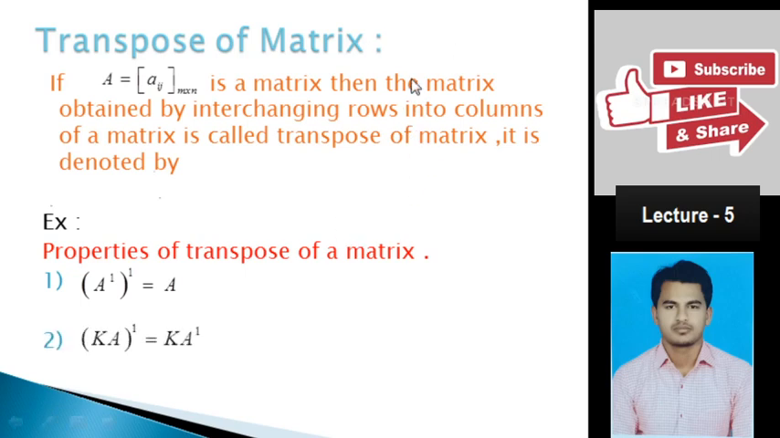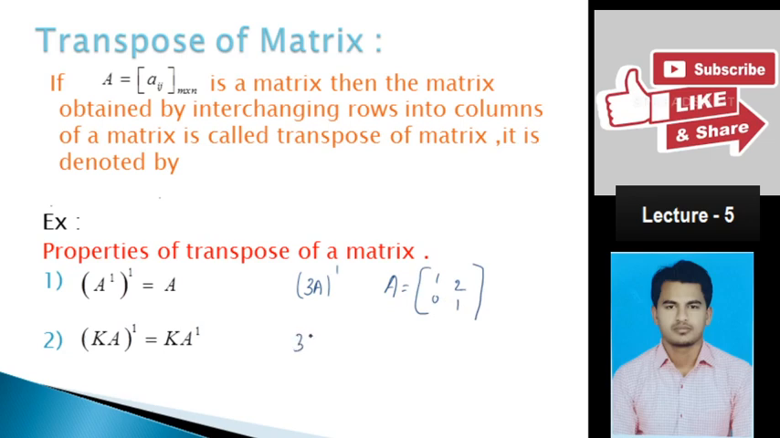So (kA)' is equal to k into A'. It does not affect the scalar multiplication; it is affected only by the matrix. For example, you can take 3A transpose. Better we should write A is equal to [1 2; 0 1]. Okay, this is my A matrix.